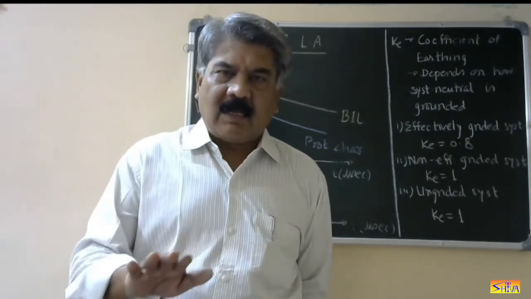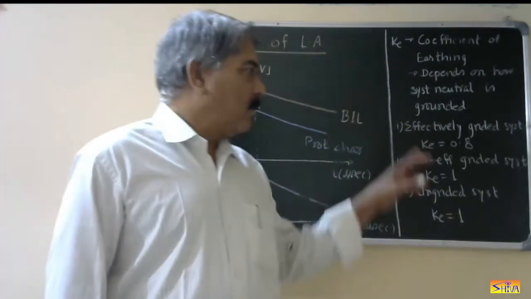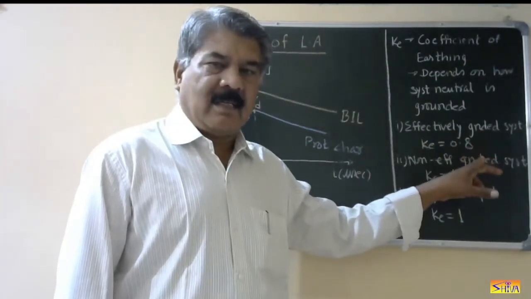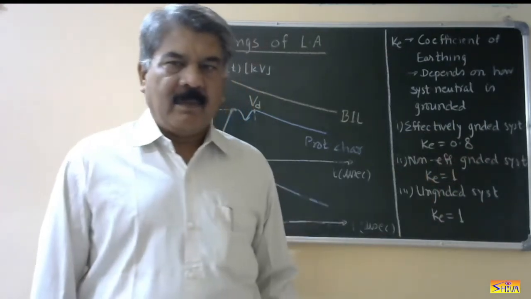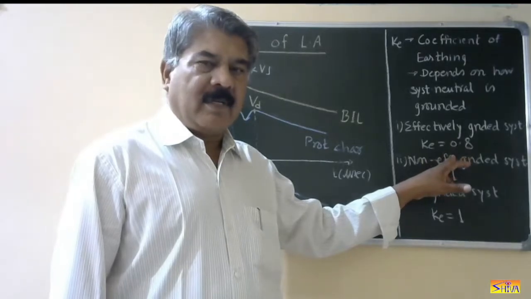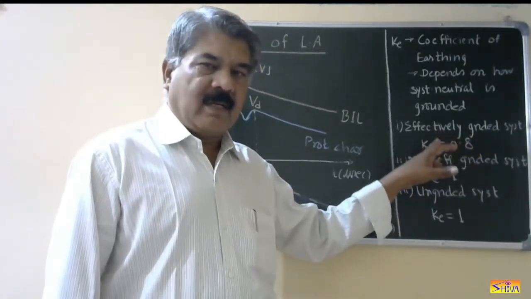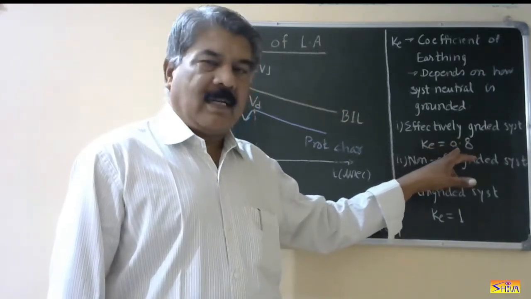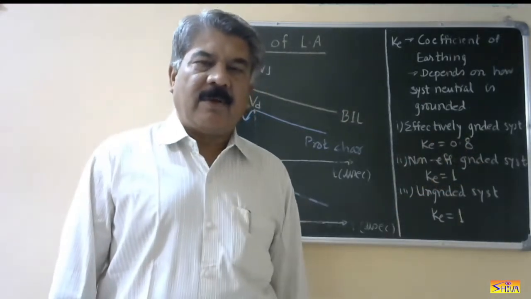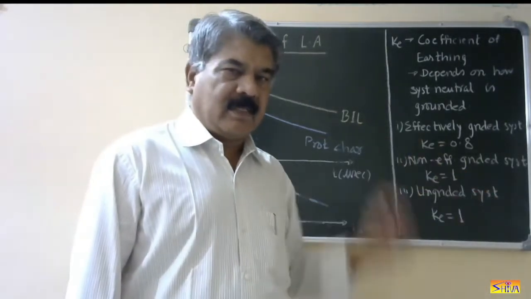So in general, we can say that if system neutral is solidly grounded, we say that it is effectively earthed or effectively grounded system. For such systems, coefficient of earthing is 0.8. If it is effectively grounded system or effectively earthed system, the Ke, that is coefficient of earthing, is 0.8.